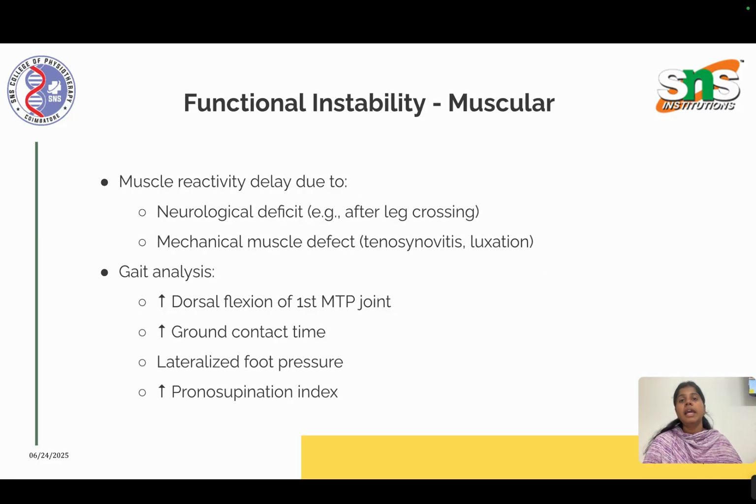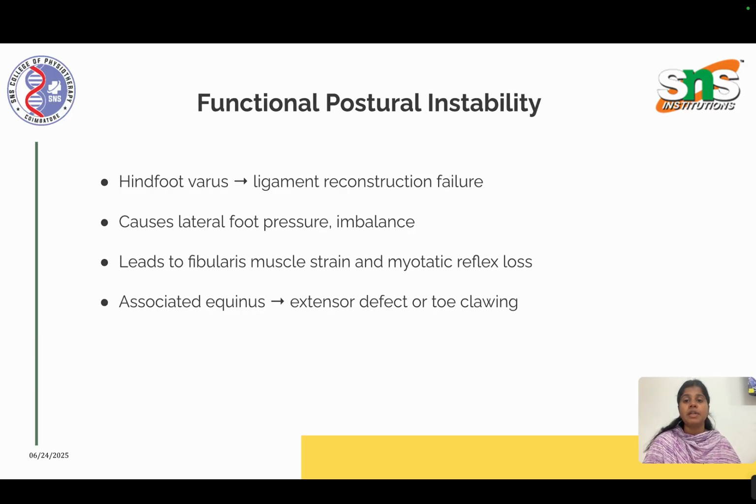Gait analysis lastly will include increased dorsiflexion of the first MTP joints, clawing toes, uneven pressure on the foot, pain on the outer foot, and difficulty in wearing normal footwear. Sometimes an increased pronation supination index and lateralized foot pressure might also happen in such cases.